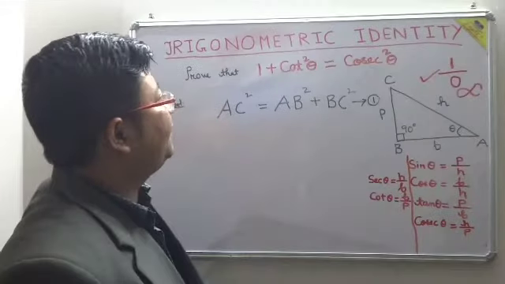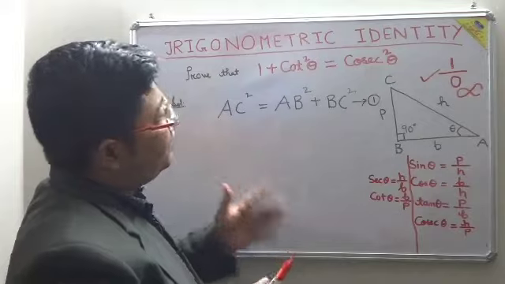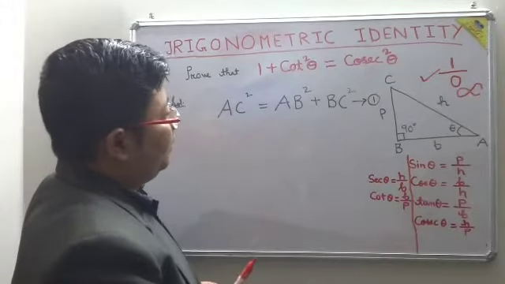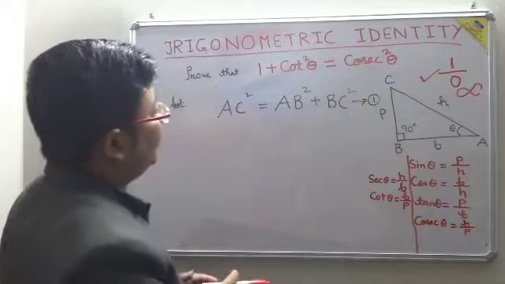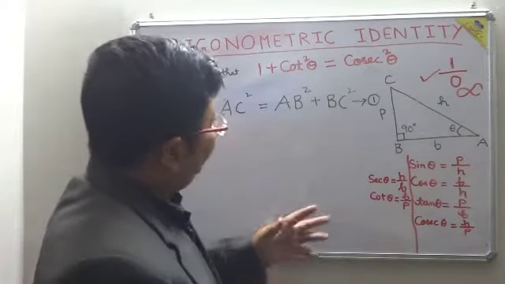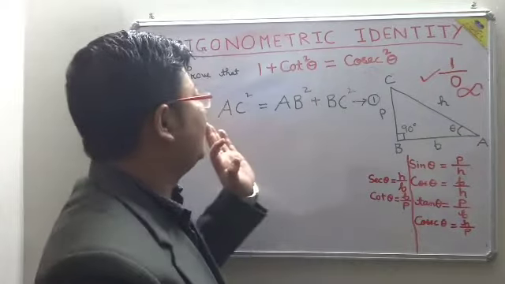Now we will go for the third trigonometric identity, that is 1 plus cot square theta is equal to cosec square theta. Now we will take the similar right angle triangle ABC. According to the Pythagoras theorem, hypotenuse square will be equal to base square plus perpendicular square.